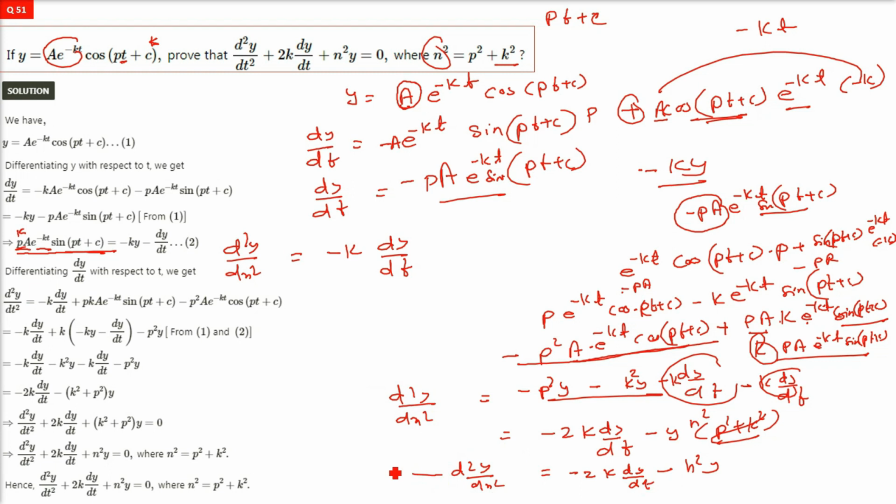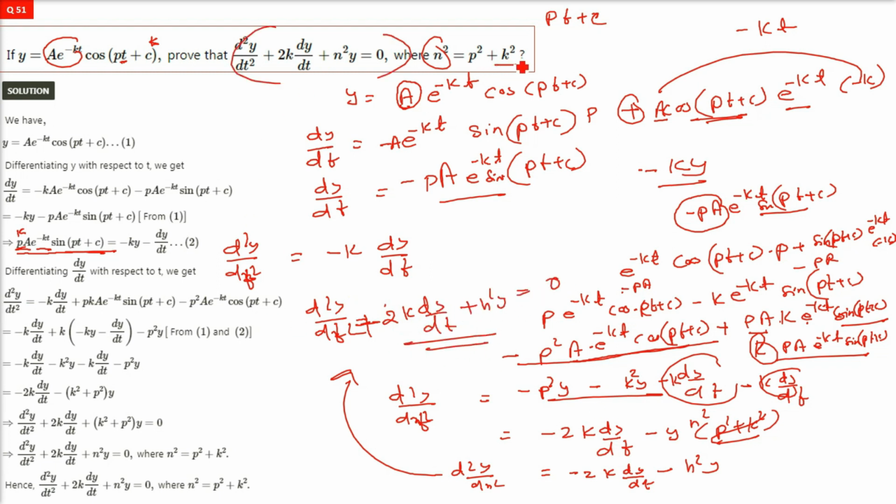And this, all of the term on the left can be taken on the right, one term can be taken on the left. d2y by dx2 here, minus 2k dy by dt minus final term will be d2y by dx2 plus 2k dy by dt plus n square y equals 0 after replacing p square plus k square as n square. So I am writing the final term here. This term plus n square y equals 0. This is your answer. So this is the way you have to do it.